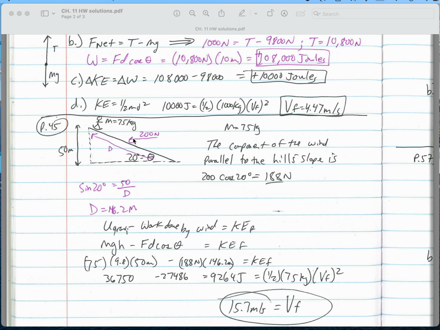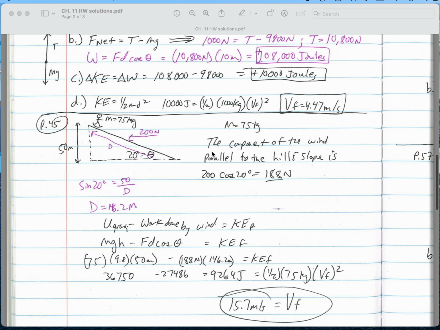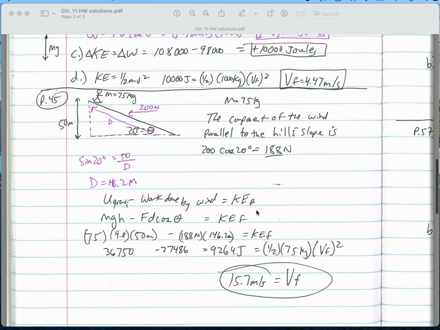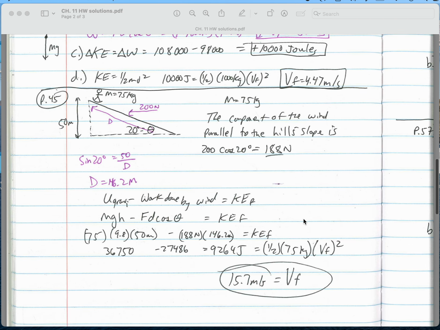Problem 45, I think we went over this in class. The key thing here is that the wind acted horizontally, but if the person is going down the hill, only a component of the wind is acting to slow the person down. I think someone in class gave me a different example of how to apply that, which worked out fine trigonometrically, but I did something like this.